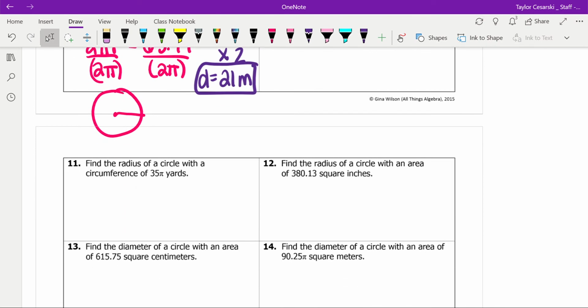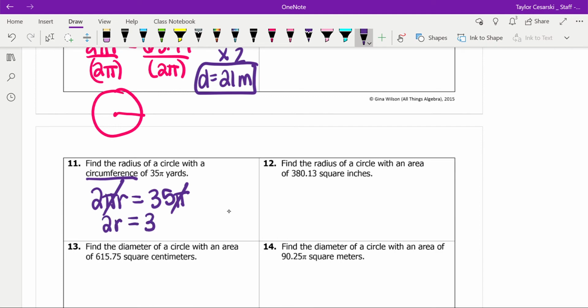All right, next one, find the radius of a circle with circumference 35 pi yards. Again, it gives you the circumference, so you're using that formula: 2 pi r equals 35 pi. What do you notice on both sides of the equation? You notice a pi, so I'm going to cross that out. So 2r equals 35, and we're trying to find the radius, so I'm just going to divide both sides by 2. I get my radius equals 17.5 yards.